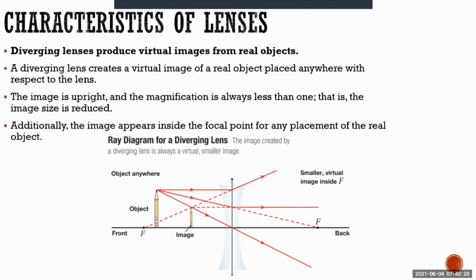So, divergent lenses can produce virtual images from real objects. Take a look here. Here are all the rays, okay, that are coming from the object. And of course, they're going to be projected in the back of the lens too. Notice that I have two focal points, in front and in the back.